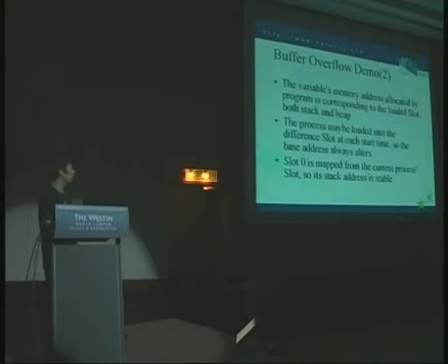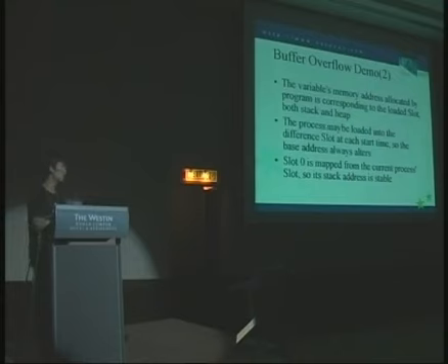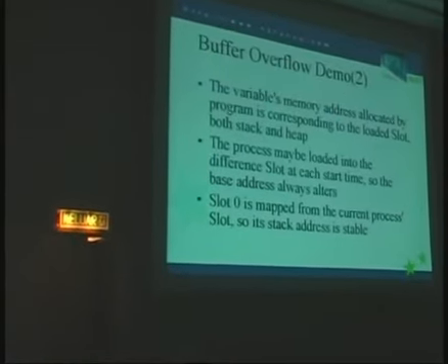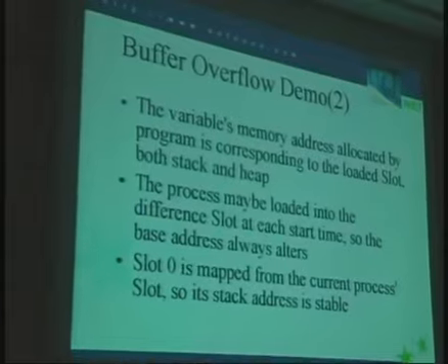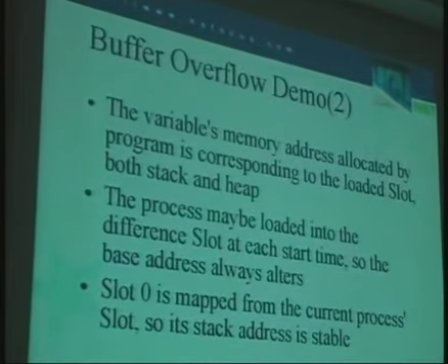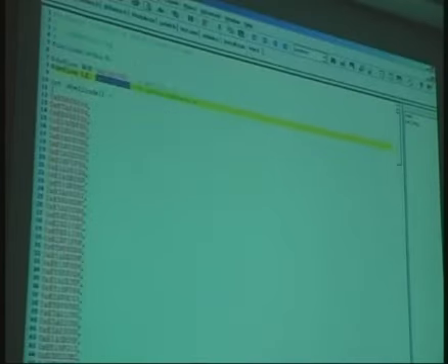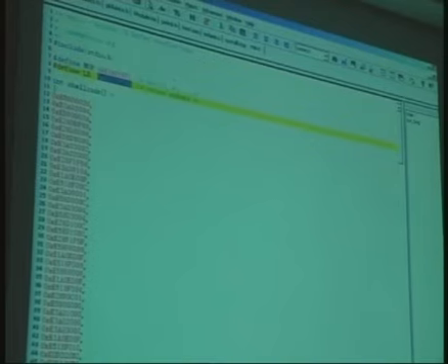The variable's memory address allocated by the program corresponds to the loaded slot, both stack and heap. So the process may be loaded into different slots at each start time, so the base address of its stack always alters. But we know that slot 0 is mapped from the current process slot, so its stack address is stable. So this is our exploit for the hello program.